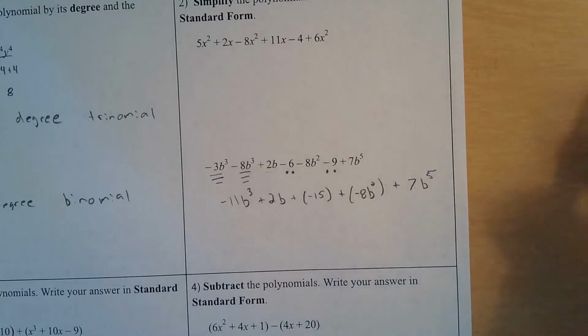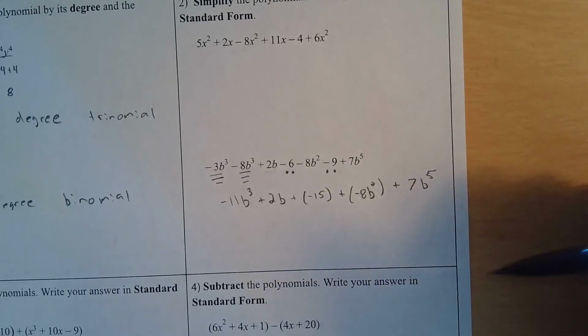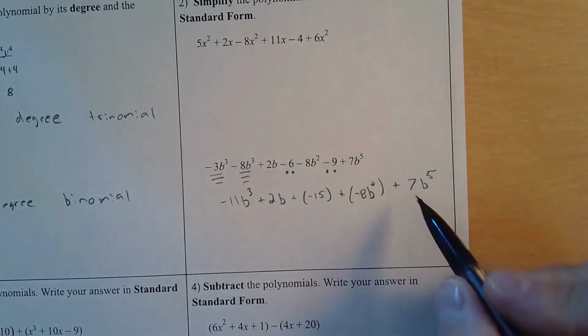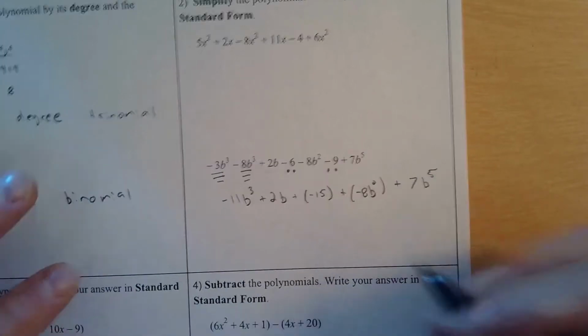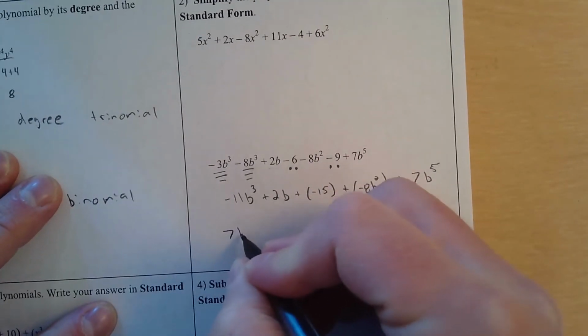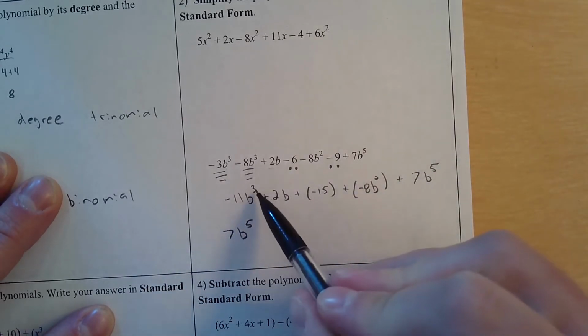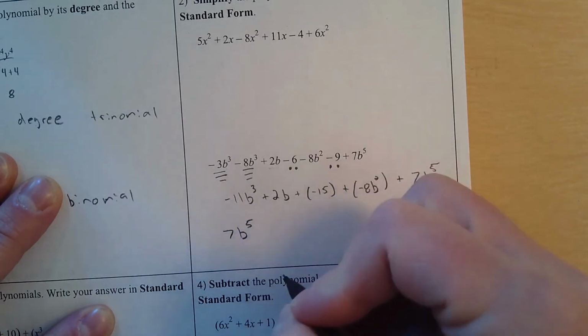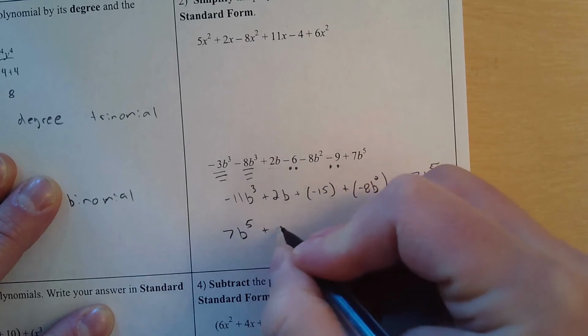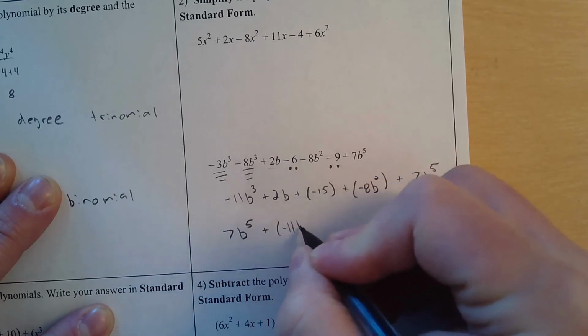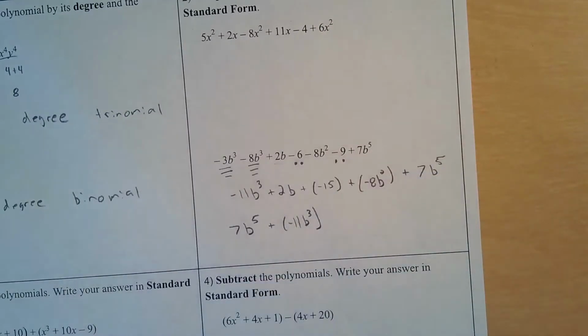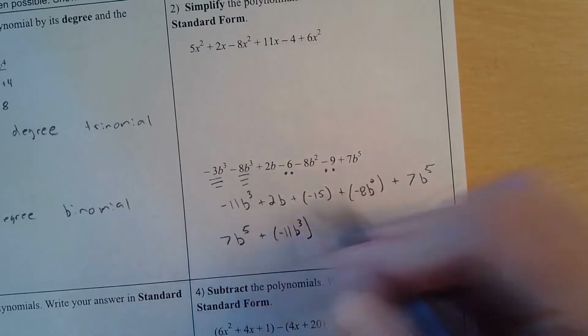So now when we write it in standard form, we need to order it from the highest power to the lowest power. So 5th is my highest power, so I'm going to write that first. 7b to the 5th. Then looks like third power is my next highest power. And then we've got a squared.